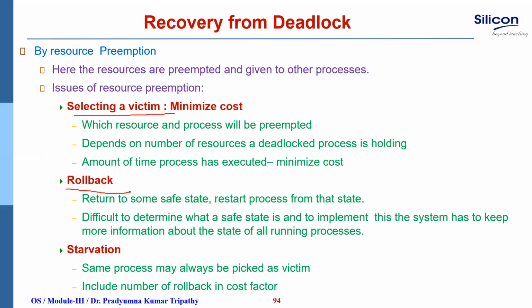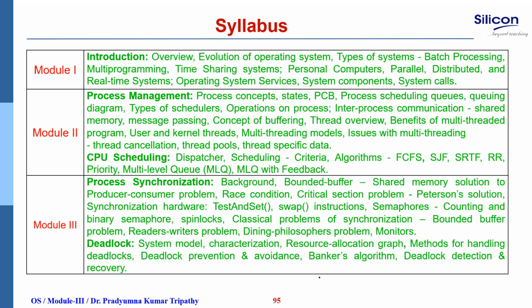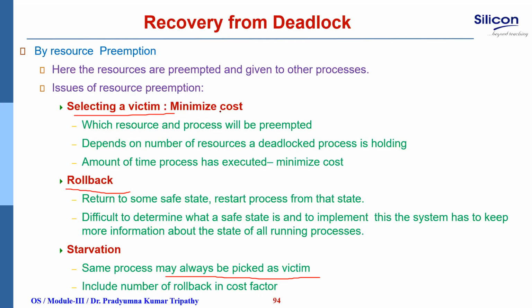Correct? And starvation says that some processes may always be picked as victim. Suppose I choose a process as victim with the minimum cost. The next time a deadlock occurs, again I choose that one, so every time it will be victimized. The same process may always be picked as victim. So include the number of rollbacks in the cost. We'll have a fixed limit on how many times a particular process can be selected as a victim. Correct? Is it understood over here?